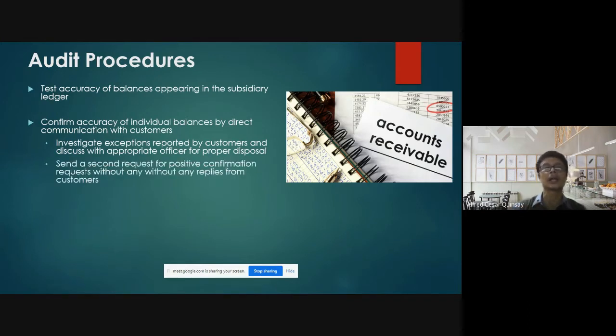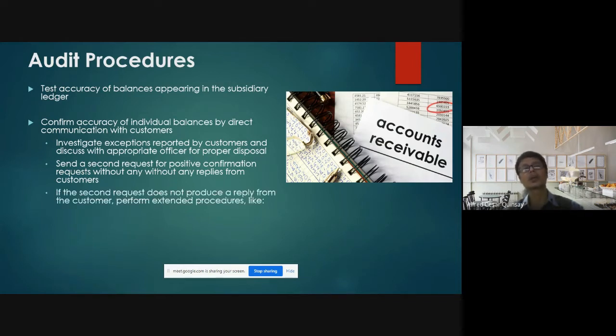And send a second request for positive confirmation without any replies from customer, because sometimes one of the procedures is we email, nowadays of course by email, for positive confirmation, so whether this amount really exists or whether there is something he has to pay. Okay, sometimes they have no reply.